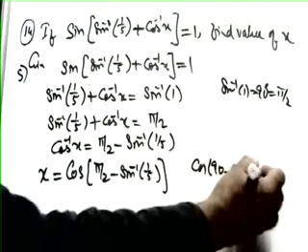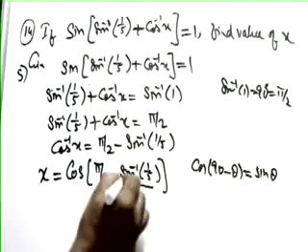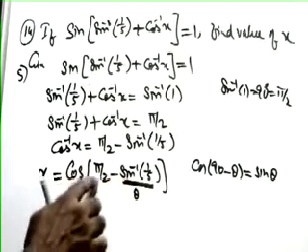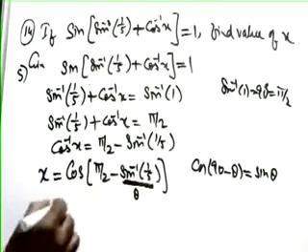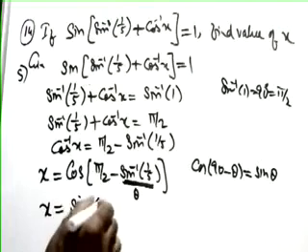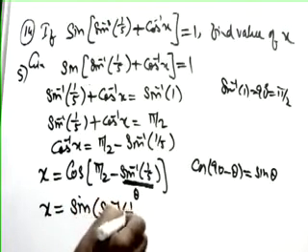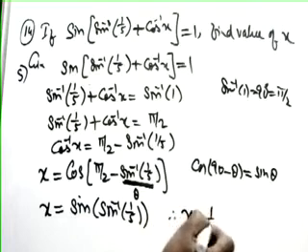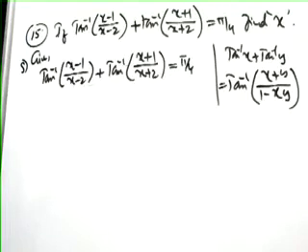We know cos of 90 minus theta is sine theta. So you suppose this as theta. So cos 90 minus theta is sine theta. So this will become sine of sine inverse 1 by 5. You know sine inverse will get cancelled. Therefore x equals 1 by 5. Now see the next question.